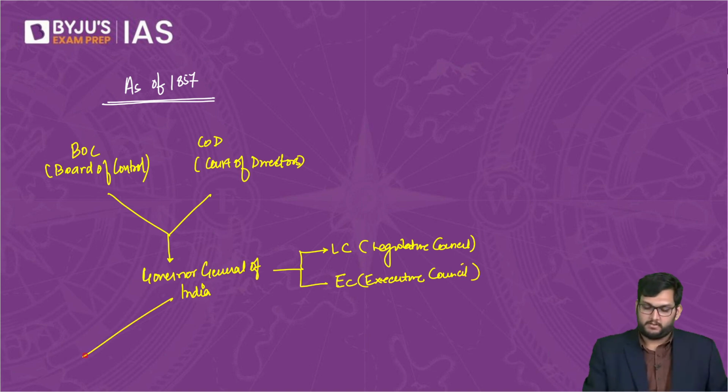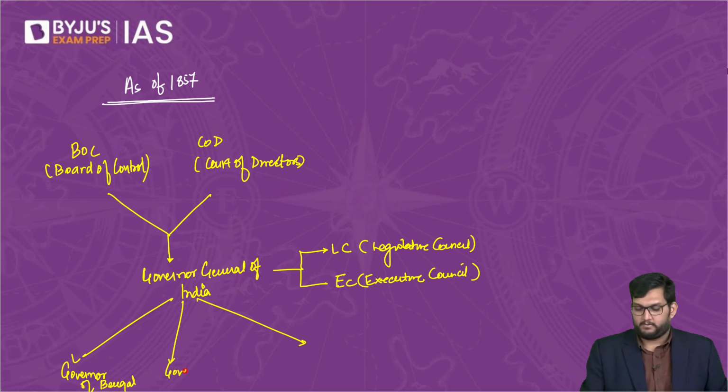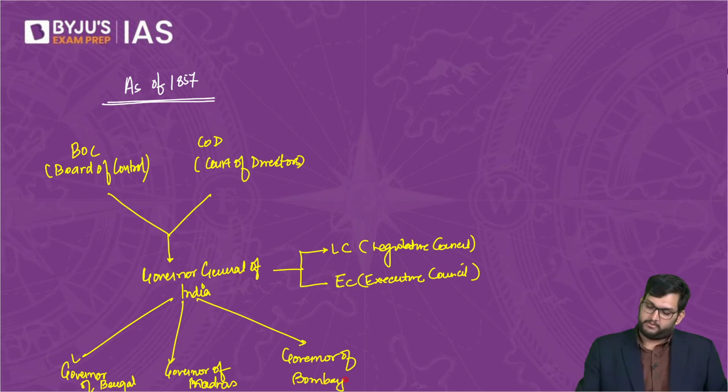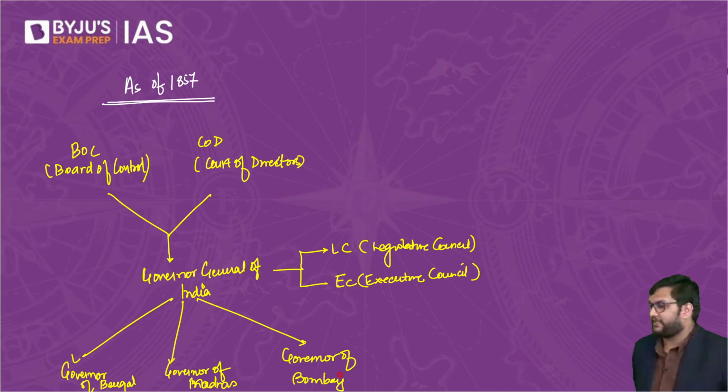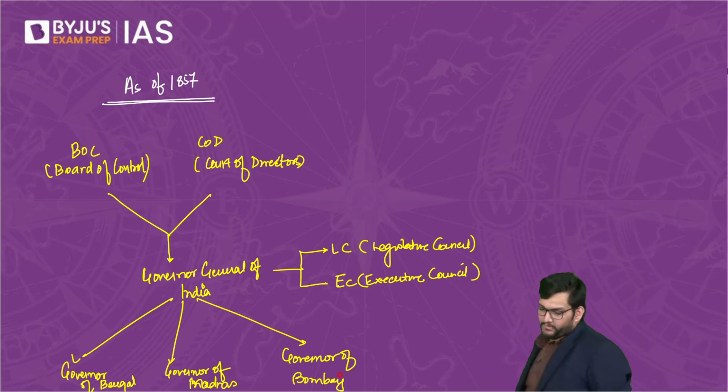Now, he thereafter controls the Governor of Bengal, Governor of Madras, and Governor of Bombay. This is the structure we saw. Yes or no, everyone? Last time we stopped at the Charter Act of 1853, this is the structure where we stopped, right?